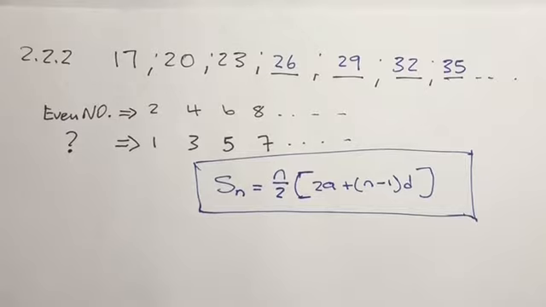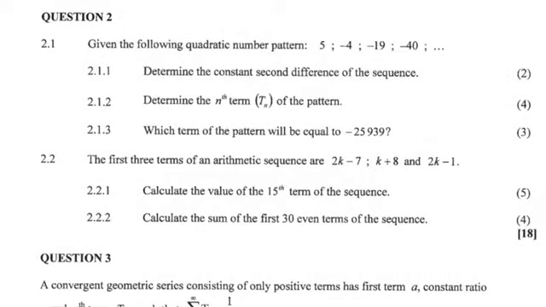Okay guys, so let's move to question 2.2.2, and this question is allocated 4 marks, and the question reads as follows: calculate the sum of the first 30 even terms of the sequence. So this should be one of the simplest questions where you need to first understand exactly what is being expected from you, and secondly, knowing which formula to apply in order to answer this question.